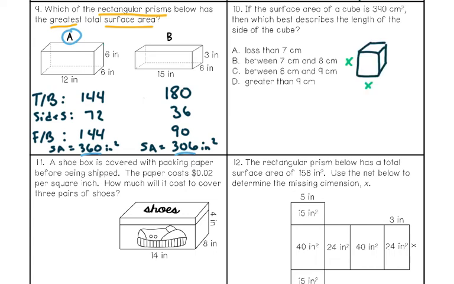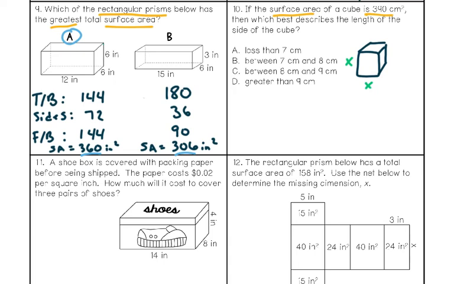Number 10 is a tough one. It says the surface area of a cube is 390 square centimeters. We're trying to figure out what one side of that cube is going to be. So I put that as an x. We don't know what it is, but we know it's the same on every side because it's a cube. I also know that the area for a square is going to be base times height.